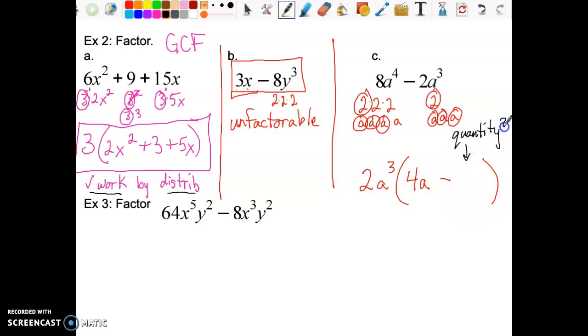So what quantity can you put there to hold its spot? Well, what times 2a cubed would give you 2a cubed? And that answer would be 1. And sometimes what I have students do is when your greatest common factor is the number itself, go ahead and write down times 1 so you don't forget about that quantity. So yeah, here's your answer, and you can check your work by distributing.